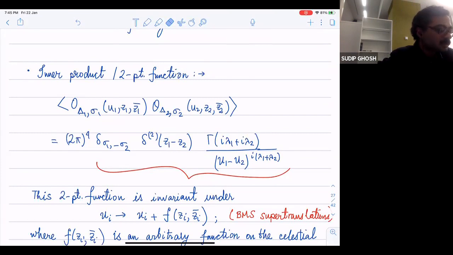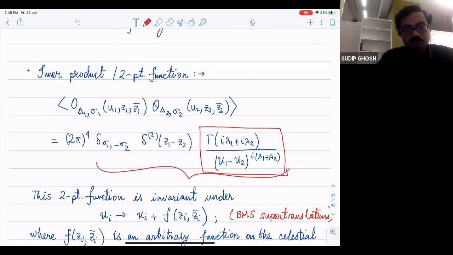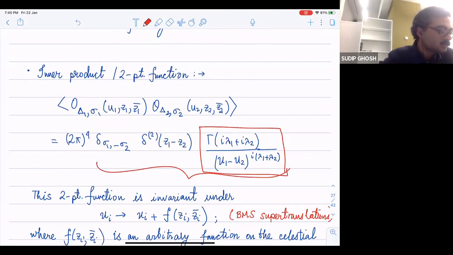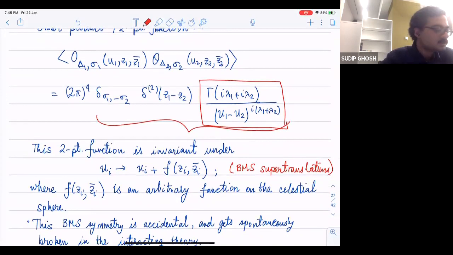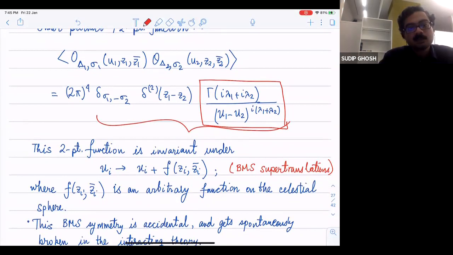Okay, but the difference now is that because of these u coordinates, you basically have this extra dependence on these u levels, and that takes the following form. Okay, so now I want to point out a nice feature of this 2-point function, which is the following: suppose you take this object and you basically translate these coordinates u_i by an arbitrary function of the z, z bars.